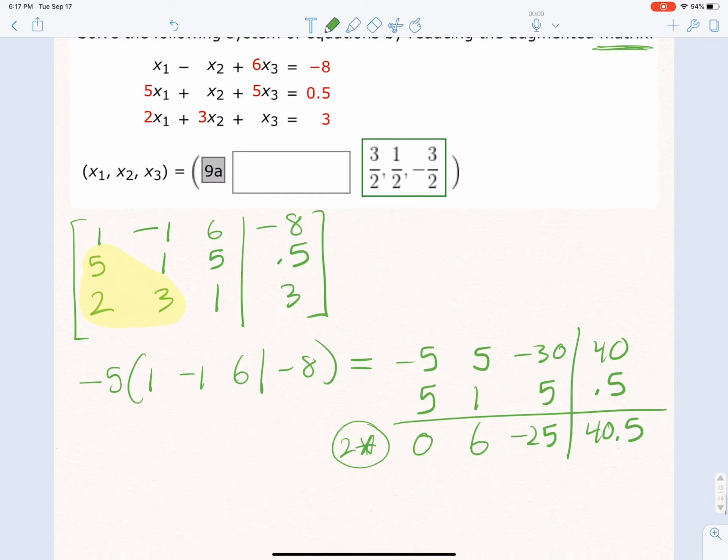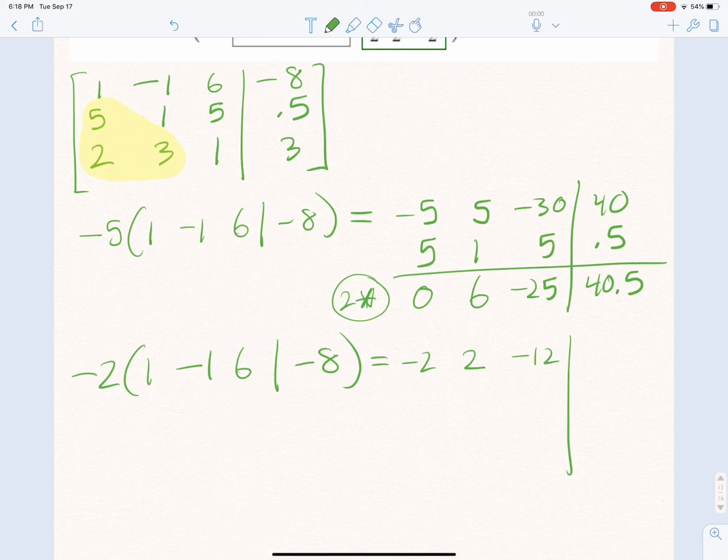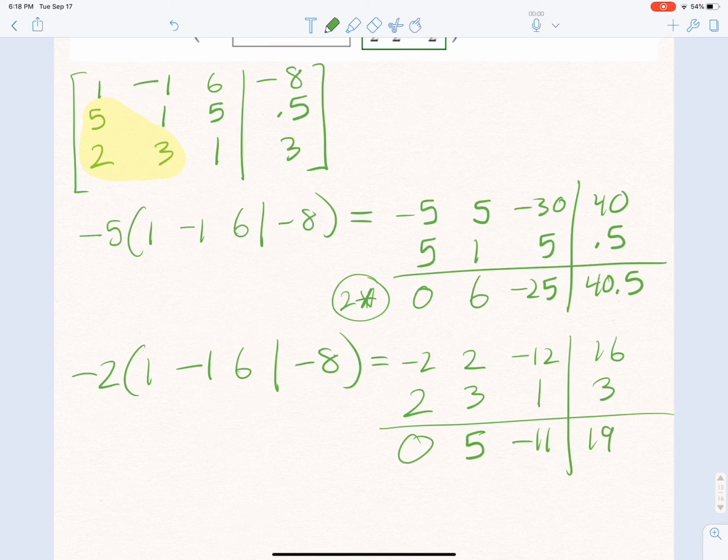I need to get a 3 star, so I'm going to multiply the first equation by what? I'm trying to get rid of the 2, so what do I multiply the first equation by? -2 is correct. So 1, -1, 6, -8. So I'm going to multiply that and get what? -2. This is all side work, by the way. So this is -12. And then what? 16. Now below that, I'm going to put which row? Third row, right? 2, 3, 1, 3. And what do I get if I add these together? I get 0, what? 5. And then what? 19. What do I call this? 3 star.